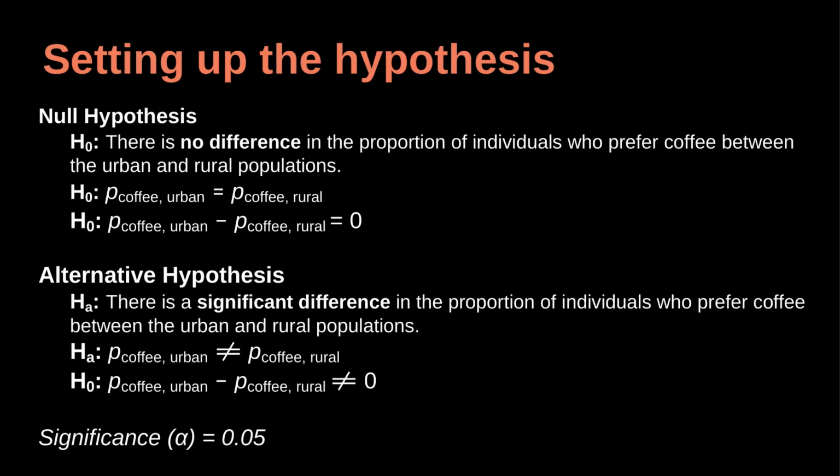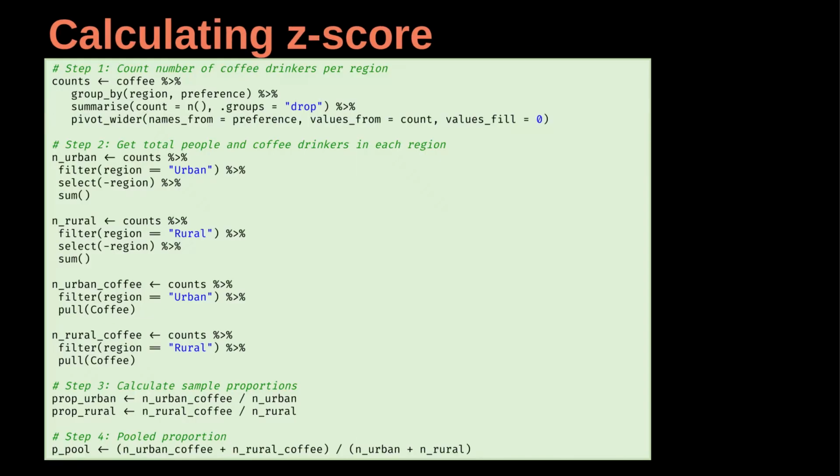The alternative hypothesis HA is that there is a significant difference between two groups. That means the proportion of coffee preference in urban region is not equal to that in the rural regions. The difference is not 0. This is again a two-tailed test because we're checking for any difference in either direction. We have set our significance level, or alpha, to 0.05, meaning we're willing to accept a 5% chance of making a type 1 error. Here's how we compute the z-score.